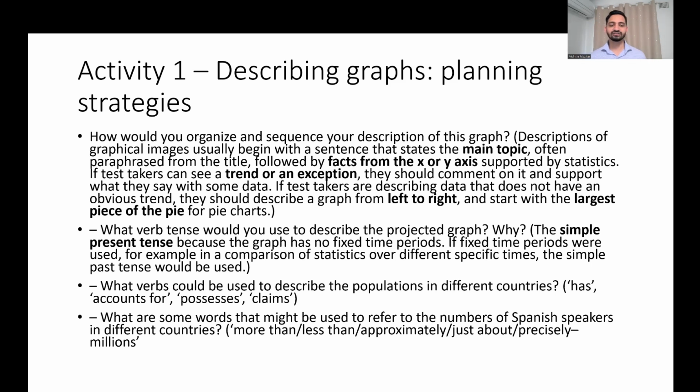Now, what are some words that might be used to refer to the numbers of Spanish speakers in different countries? More than, less than, approximately, right? If you're comparing, you could say US has more than Spain, or Venezuela, for example. Venezuela has less Spanish speakers than US, or approximately Mexico has approximately 130 million Spanish speakers, which is the highest, or just about, or precisely.